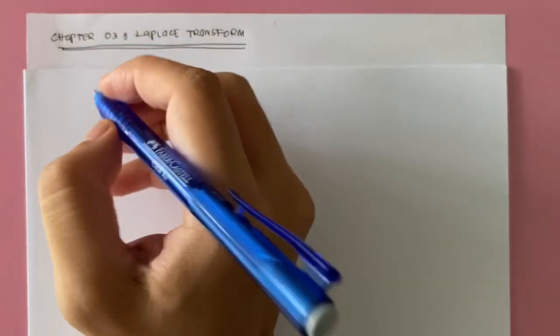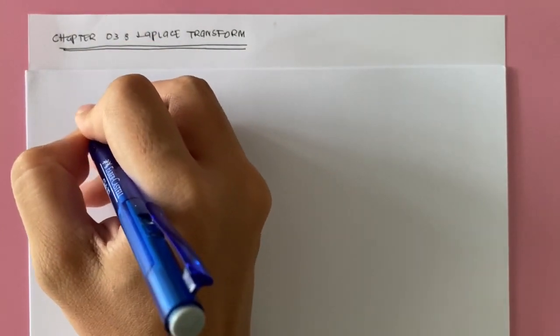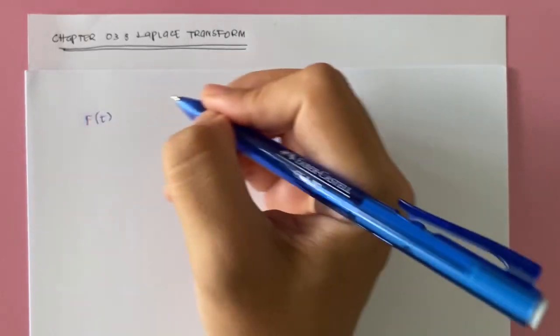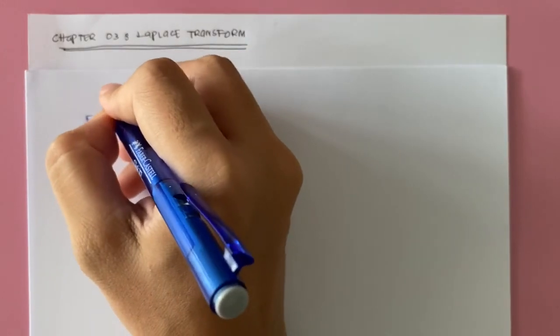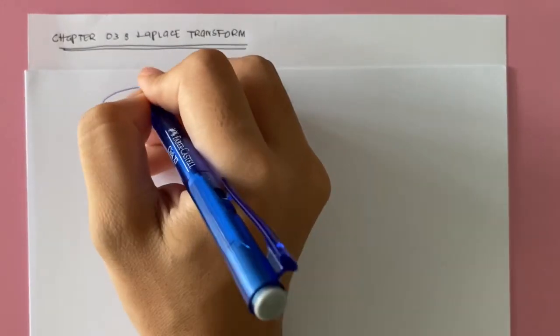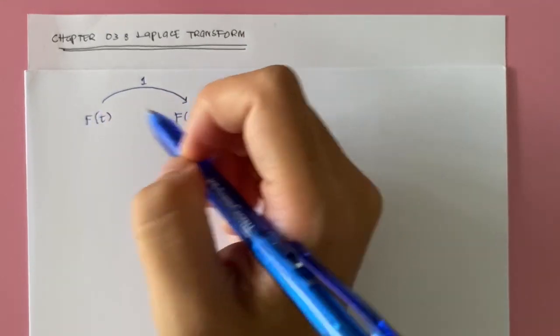Okay, for today's video, we're going to continue with our chapter 3, which is Laplace Transform. Before this, you have your f(t), and then you try to find the F(s) of the f(t). For this one, you use the Laplace Transform to find the F(s) for f(t).